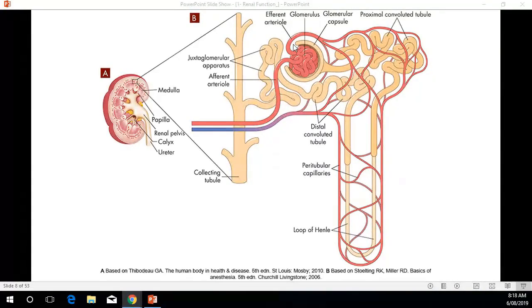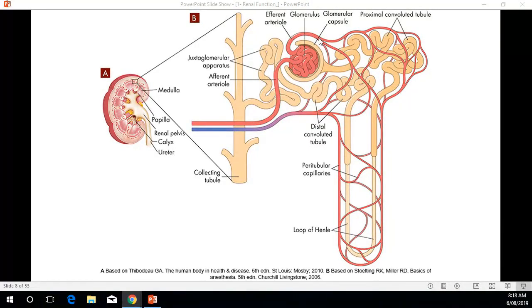Usually what happens when you have capillaries, when they join together, what do they form? Venules and then veins, right? But here is different. An arteriole goes in, forms these capillaries, and then an arteriole comes out. It's not a venule, still an arteriole. The one that goes in, we call it afferent arteriole. The one that comes out, it is called efferent arteriole.